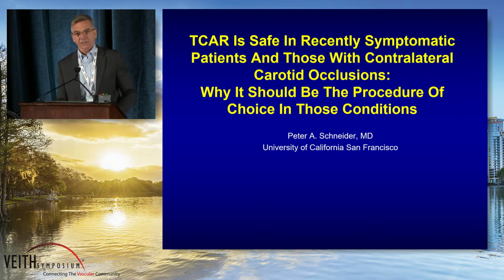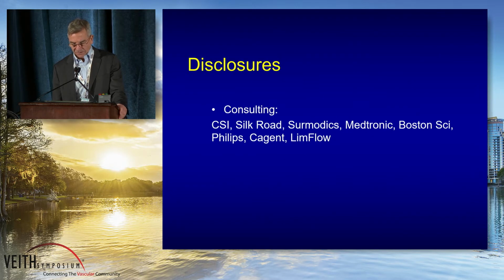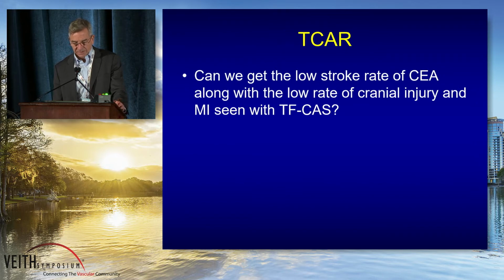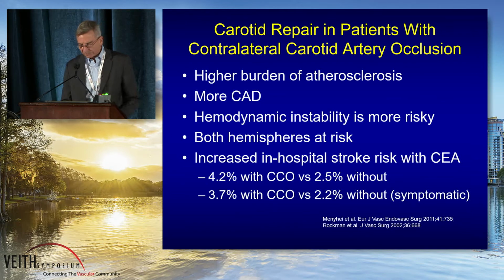So this next segment of the program is going to be more on TCAR, and I'm sure people will be coming in from the break. But this is kind of an interesting topic in the following manner: really the TCAR question has been, can we get the low stroke rate of CEA along with the low rate of cranial nerve injury and MI seen with transfemoral CAS? And is there a way to produce that outcome for our patients? And that's really been the TCAR question.